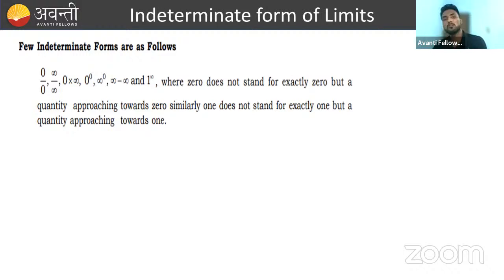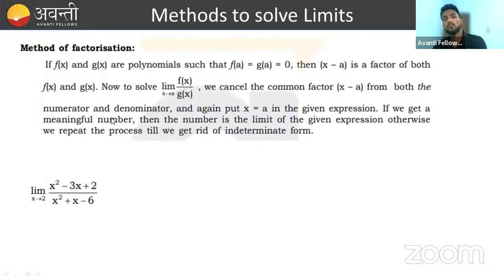Okay, so whenever these kinds of indeterminate forms come, you can use different methods to solve those limits. The first one is the method of factorization. Suppose there is f of x divided by g of x, and if we put x tending to a, then f of a comes to 0 and g of a also comes to 0. Then what do we have to do? Just like the example we already discussed in the previous class, x tending to 2, x square minus 3x plus 2.